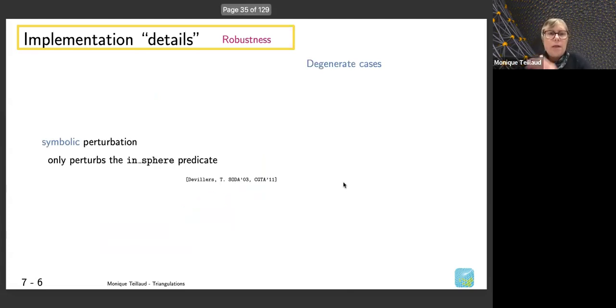This is the general idea, and we also handle degenerate cases, in particular points lying on the same sphere or the same circle in 2D. For this, we use only symbolic perturbations. We have a perturbation that is specific to the Delaunay triangulation and the in-sphere predicate, but is easy to code and works very well in practice. So everything is handled, and normally it always works.